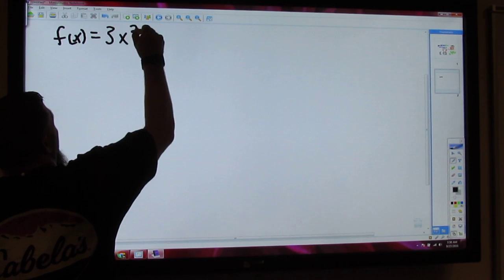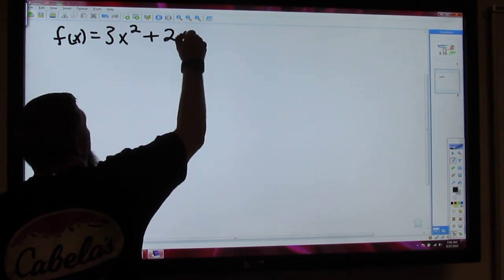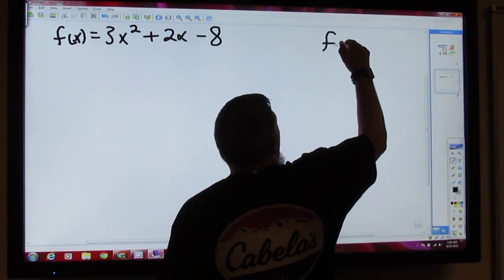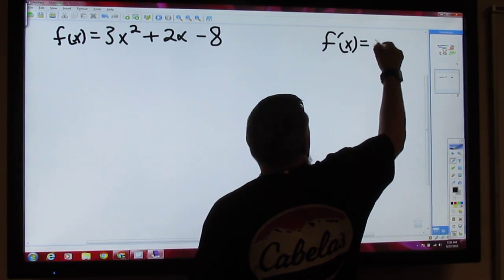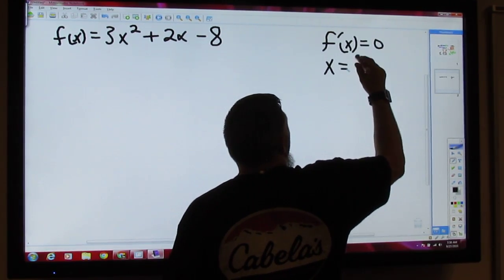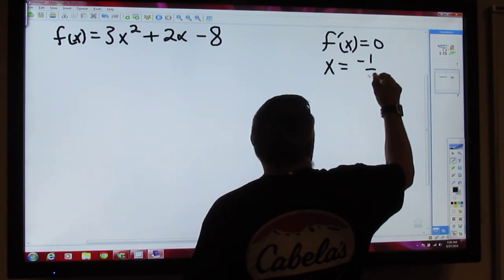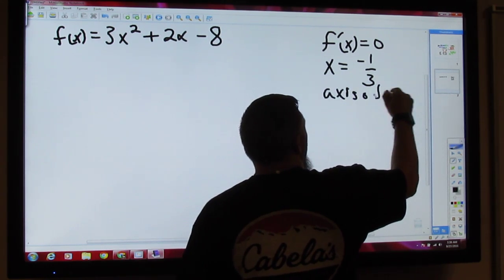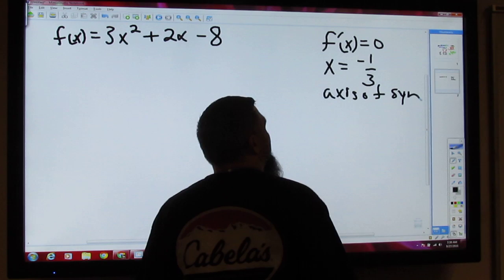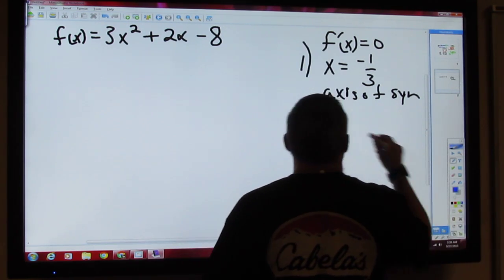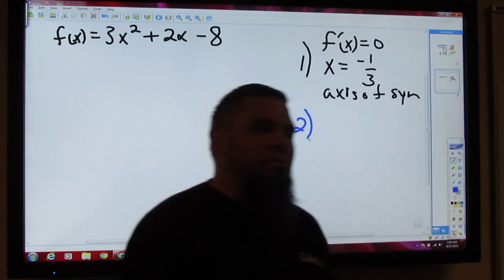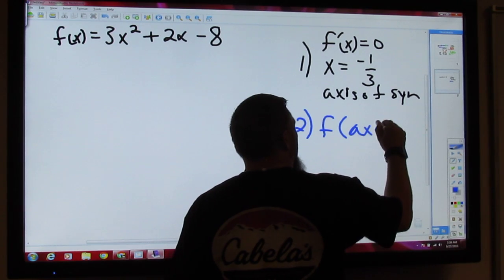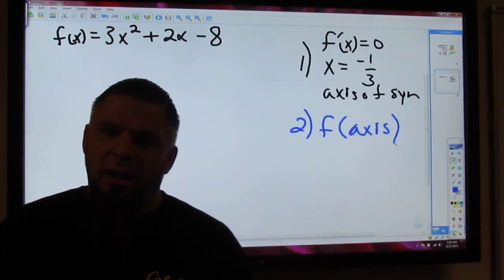3x squared plus 2x minus 8. That's what we started with. Then we found f prime of x equal to 0, and that was x equal to negative 1/3. That was the axis of symmetry, and that was step 1. Now we move to step 2, which was to find f of the axis.